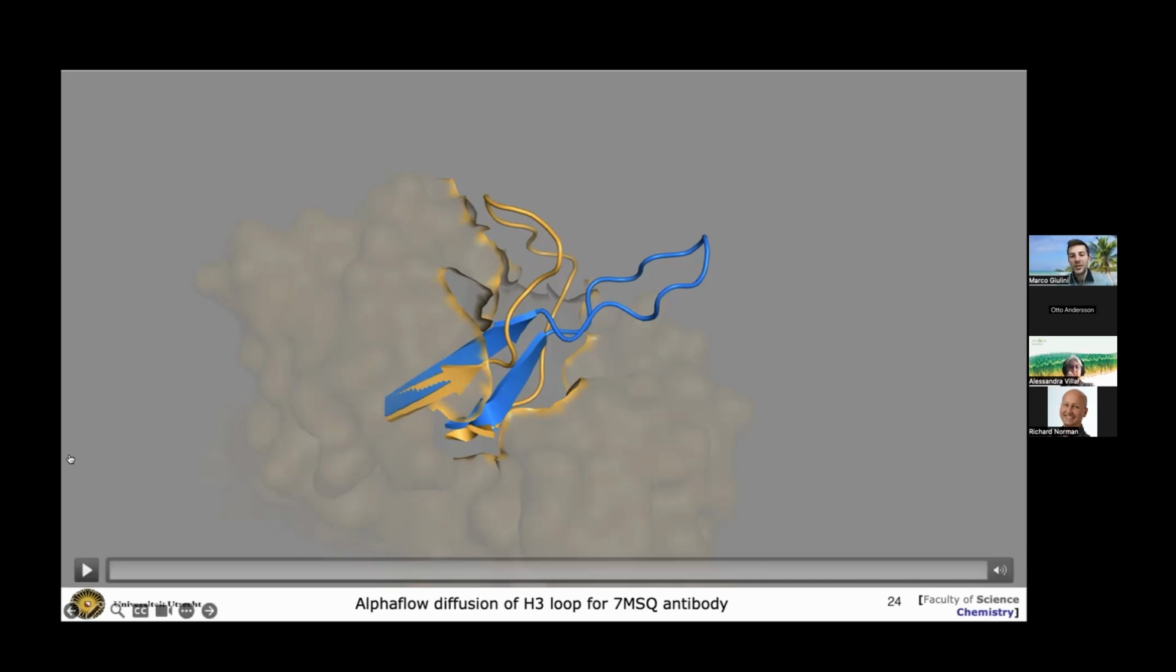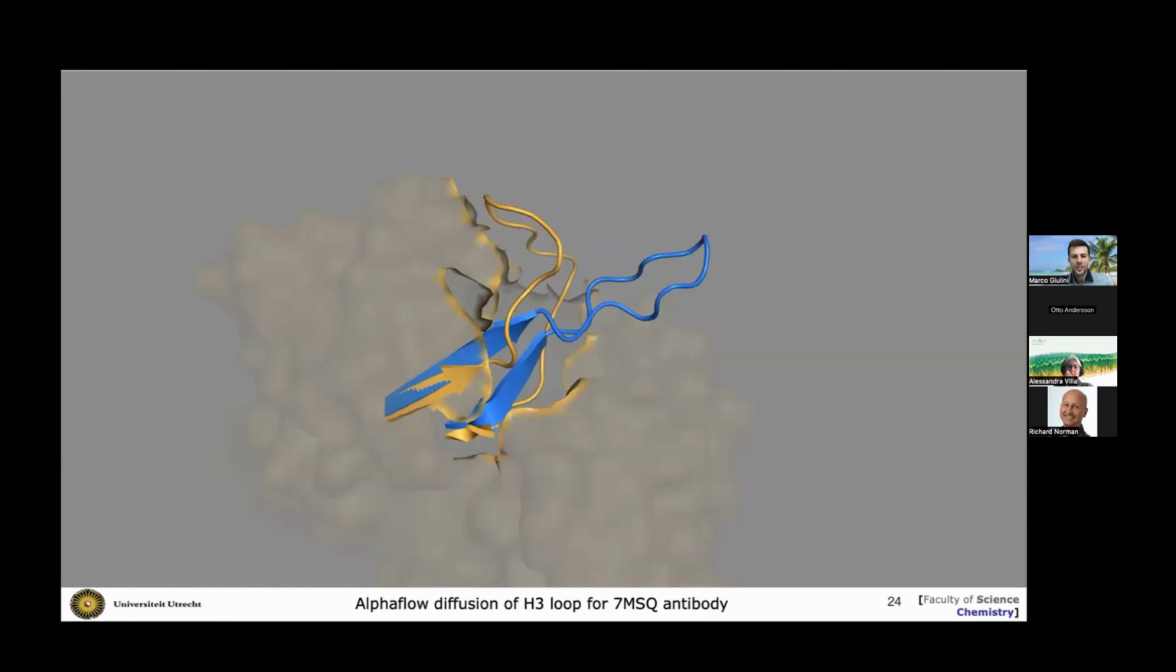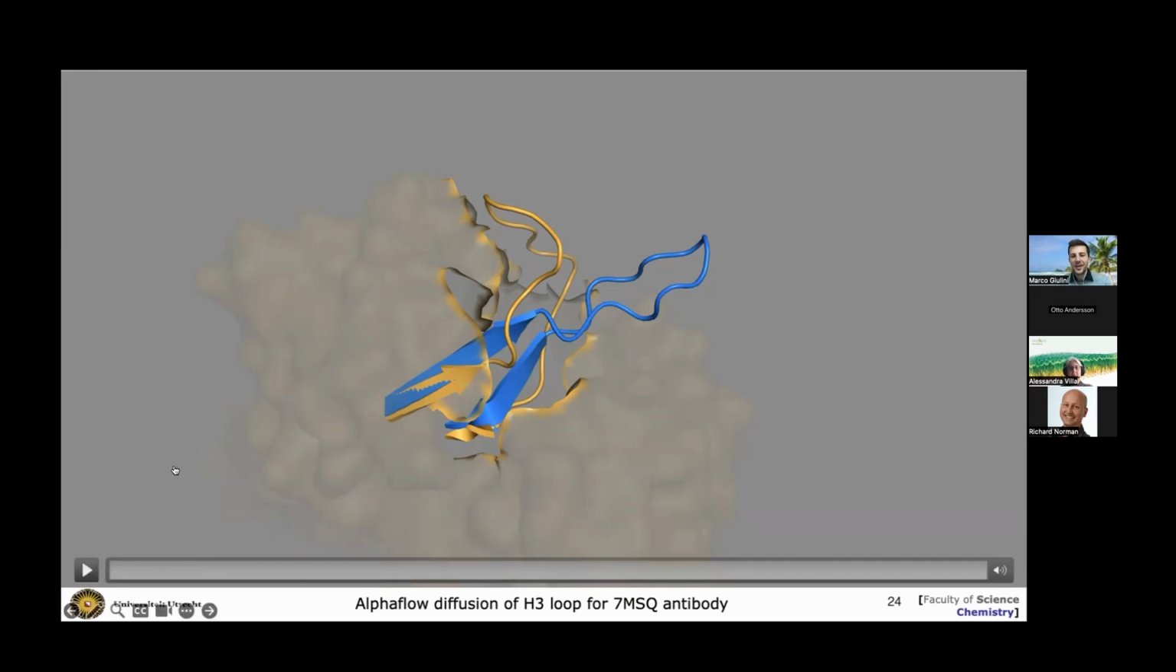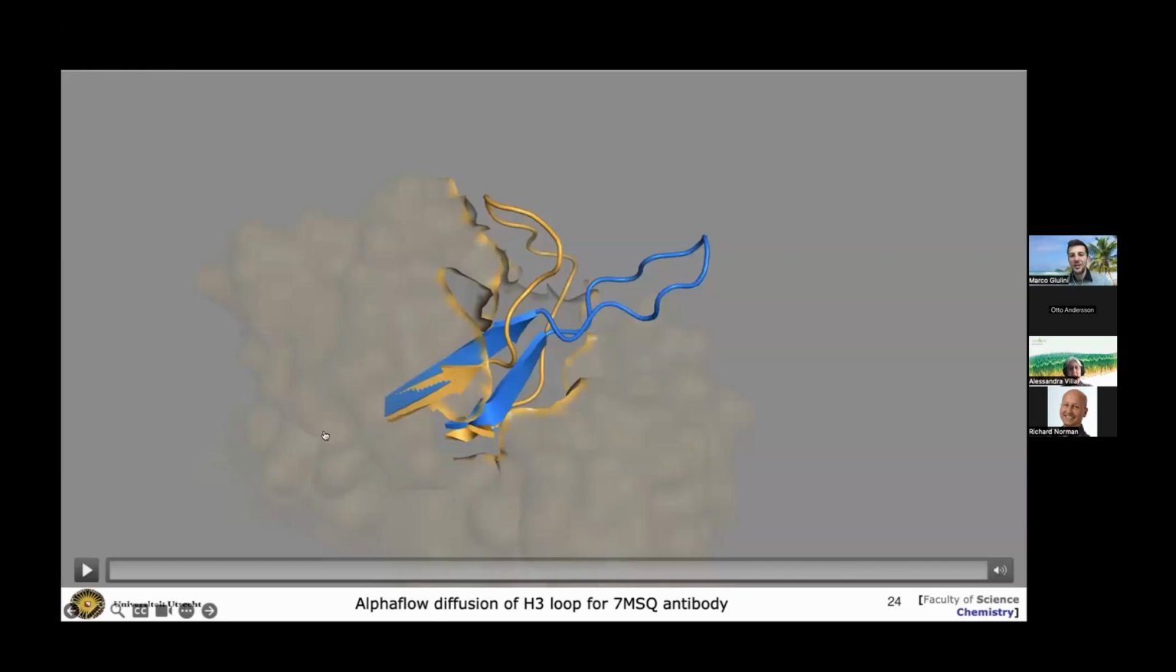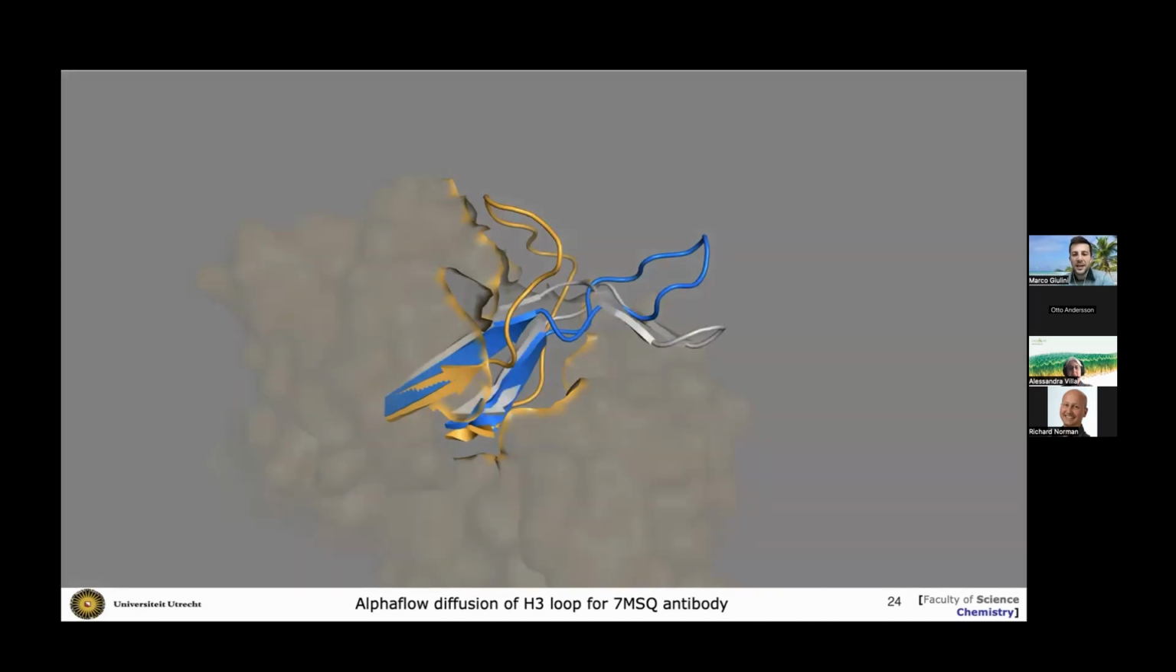the framework of the antibody, while the AlphaFold model in blue shows a very elongated conformation that is kind of wiggling in the solvent. And yeah, I hope I don't have to tell you that this prediction is very wrong. There is nothing you can do with this prediction to have any reasonable answer to your questions. And we started sampling with AlphaFlow around this conformation.